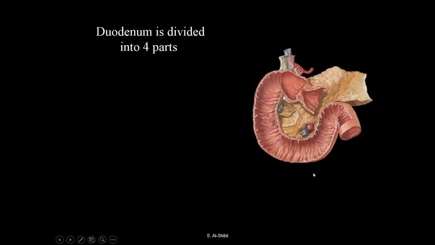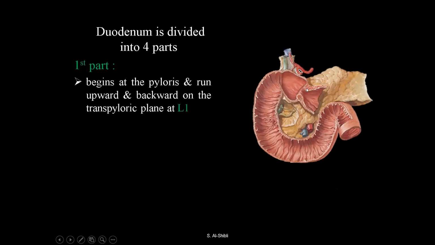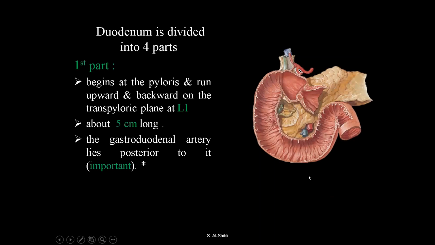Okay, it can be divided into 4 parts: the first part, second part, third part, and fourth part. The first part is smooth, begins at the pylorus and runs upward and backward on the transpyloric plane. Here there is a very important relation to the gastroduodenal artery, which is very important because of peptic ulcer: hemorrhage in peptic ulcer bleeding usually comes from this artery, which we call the gastroduodenal artery.